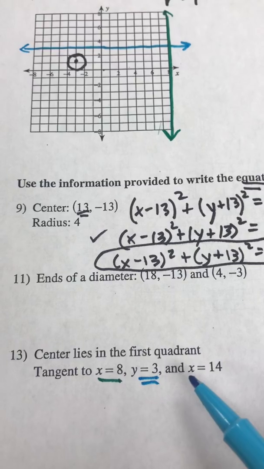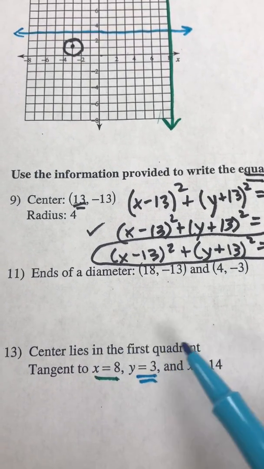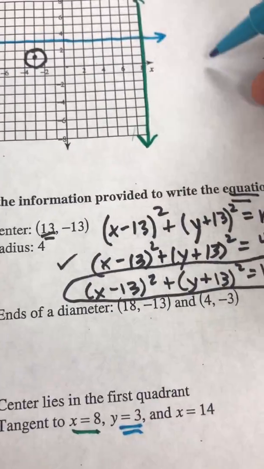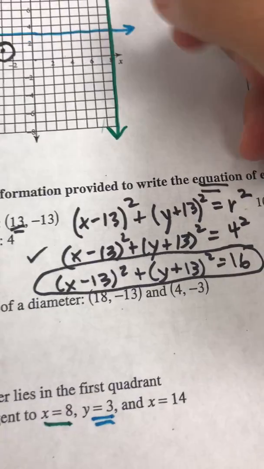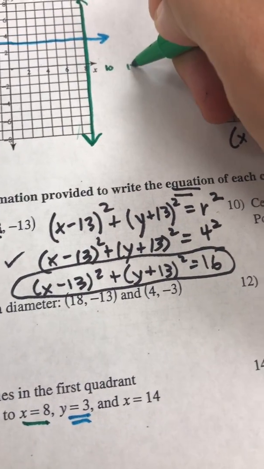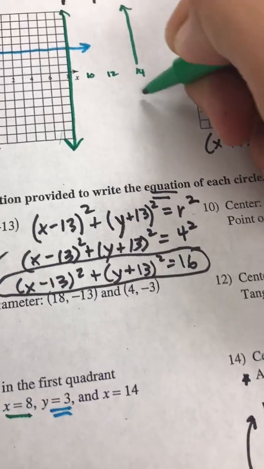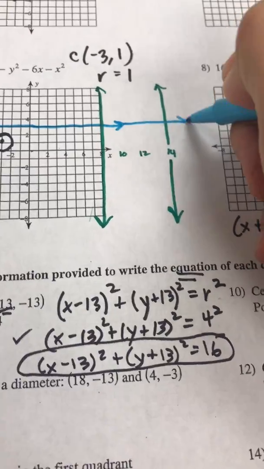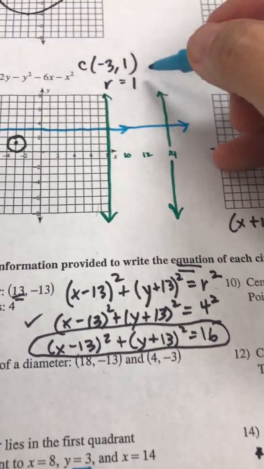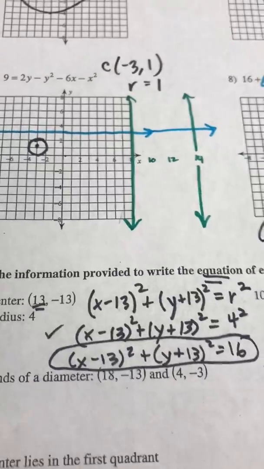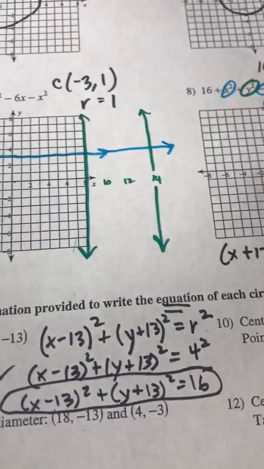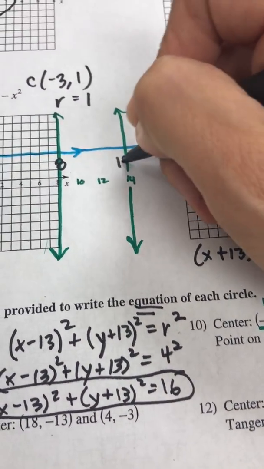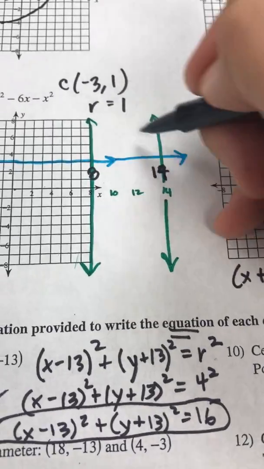So now, the center lies in the first quadrant, tangent to all of these. So x is 14. I have to go all the way 8, 9, 10, 11, 12, 14. X is 14. So they're saying, if I keep on going, that the circle is tangent to all these lines, and it's here in this first quadrant. So that's kind of interesting, isn't it? It looks like my circle goes from 8 to 14, and it's somewhere in the middle of that.